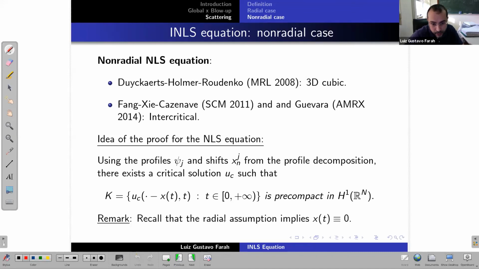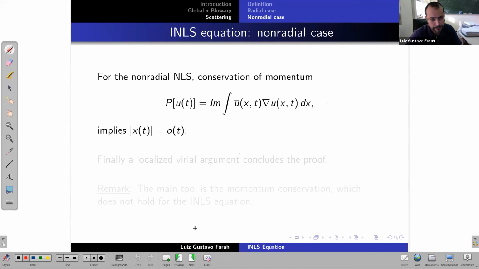The good thing is that under the radial assumption, you don't need to consider this guy because you can take this guy to be zero, right? That's the idea that we have in the radial case. So for the non-radial case, we need to control this guy that appears, right? So what is the strategy for the non-radial classical analysis? To control this guy, Duyckaerts and Roudenko use the conservation of the momentum. Using the conservation of the momentum, they show that this x(t) is little o of t. And then they can use the virial argument to conclude the proof.